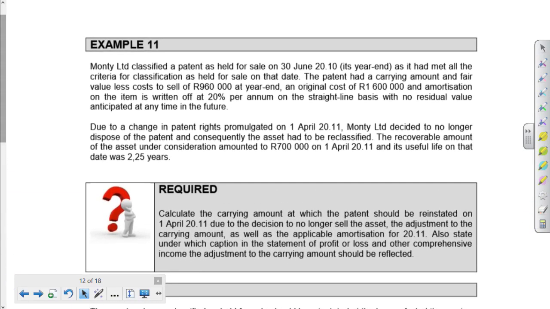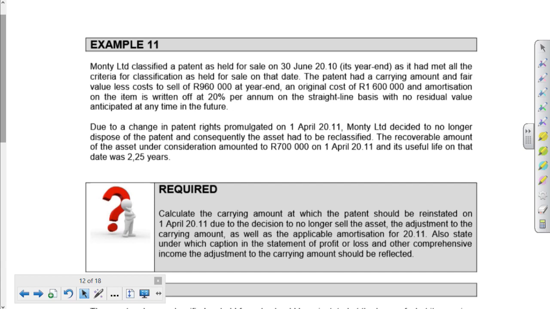208. Monty had classified a patent as held for sale on the 30th of June 2010, which was the year end. And the patent had a carrying amount and fair value less costs of 960 at year end. And the original cost of 1.6 and amortization is 20% straight line with no residual.